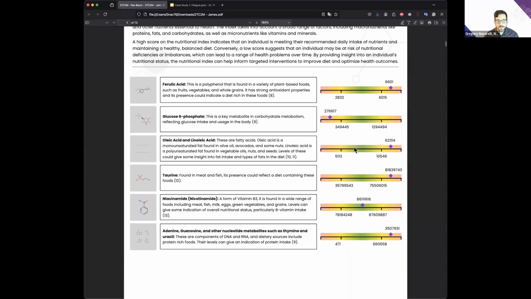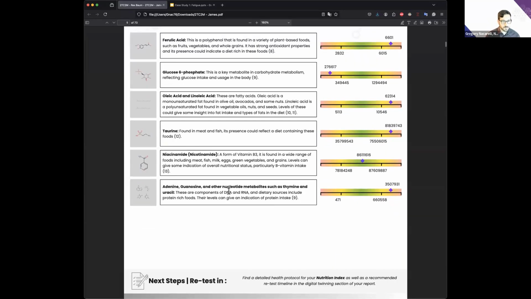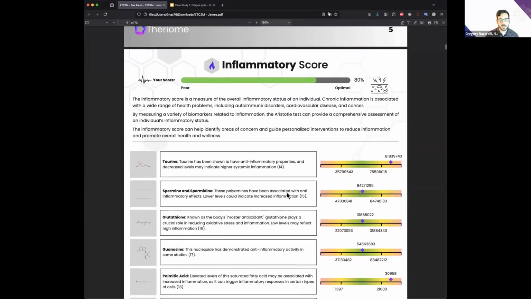Here we are with the fats. So it seems like just fats are high. Palmitic acid high, stearic acid high, oleic acid high, linoleic acid a little bit on the higher end. So we're thinking there's some dysregulation with his body being able to metabolize lipids. This nucleotide metabolites a little bit on the higher end could be associated with higher protein intake.